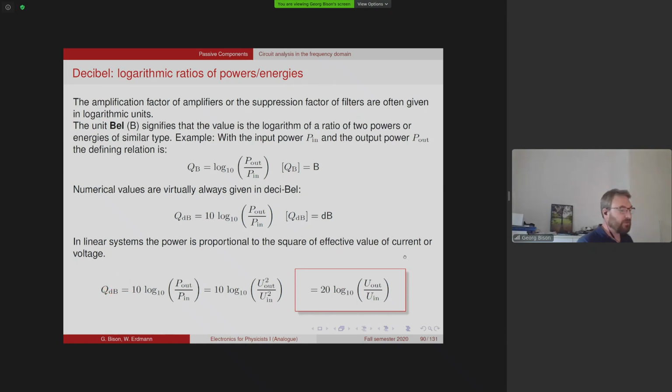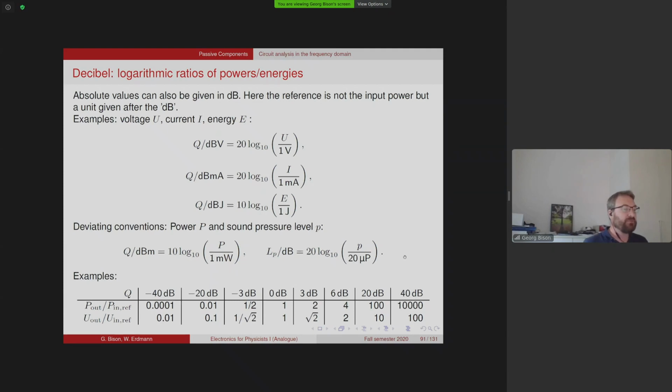And so if you're given a value in decibels, you can choose: if you want to know a power ratio, then you have to invert this formula, or if you want a voltage or current ratio, then you have to invert this formula.